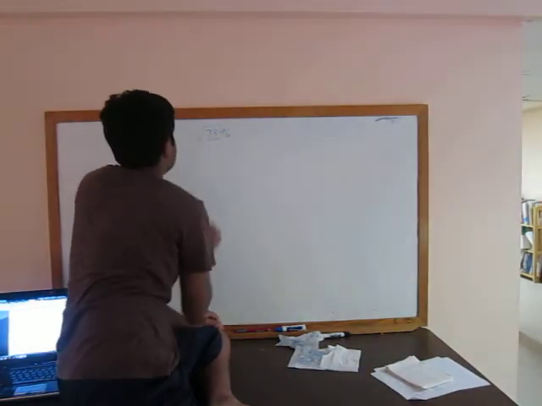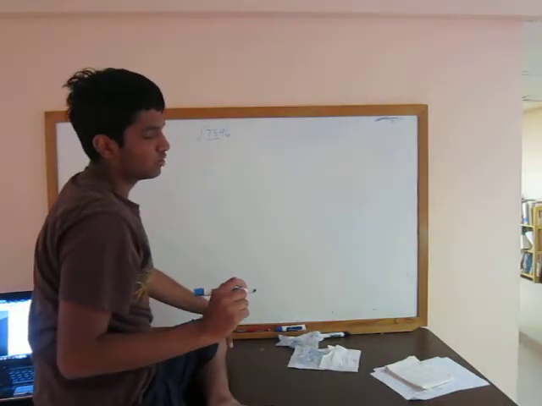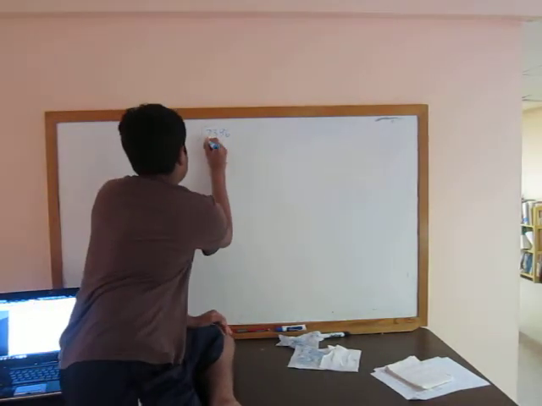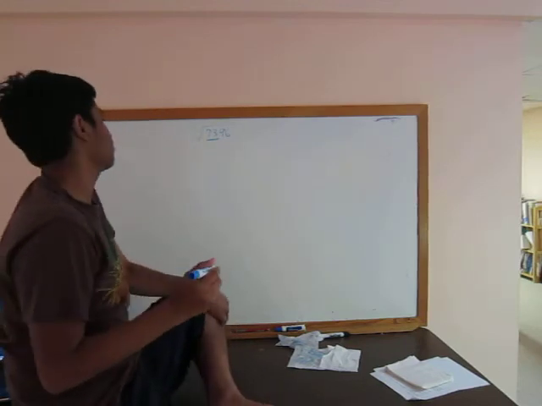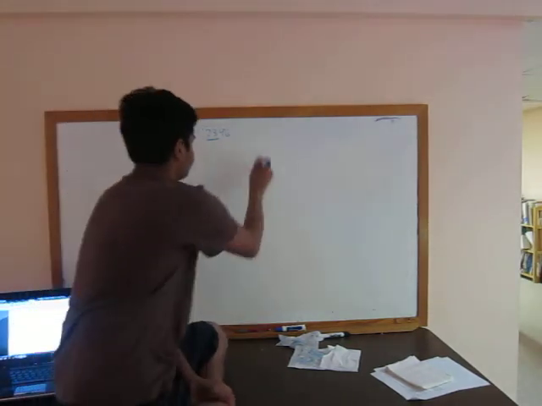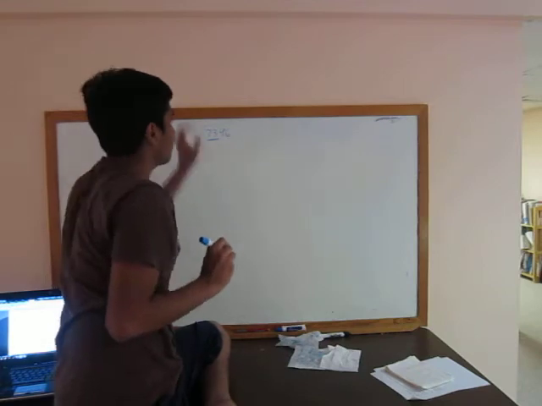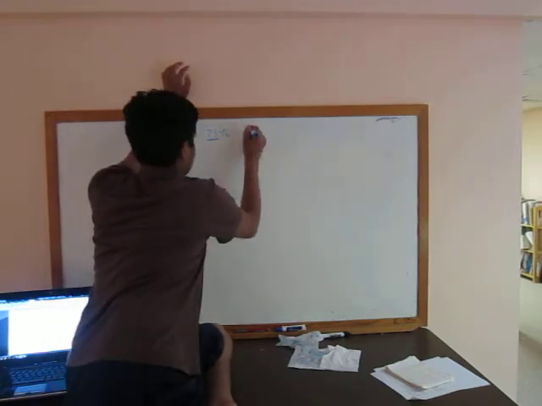Take the 73. Now find the largest square that's less than the number formed by these two digits. So that's 73. So the largest square would be 64. Now you want to square root that 64 and get 8.